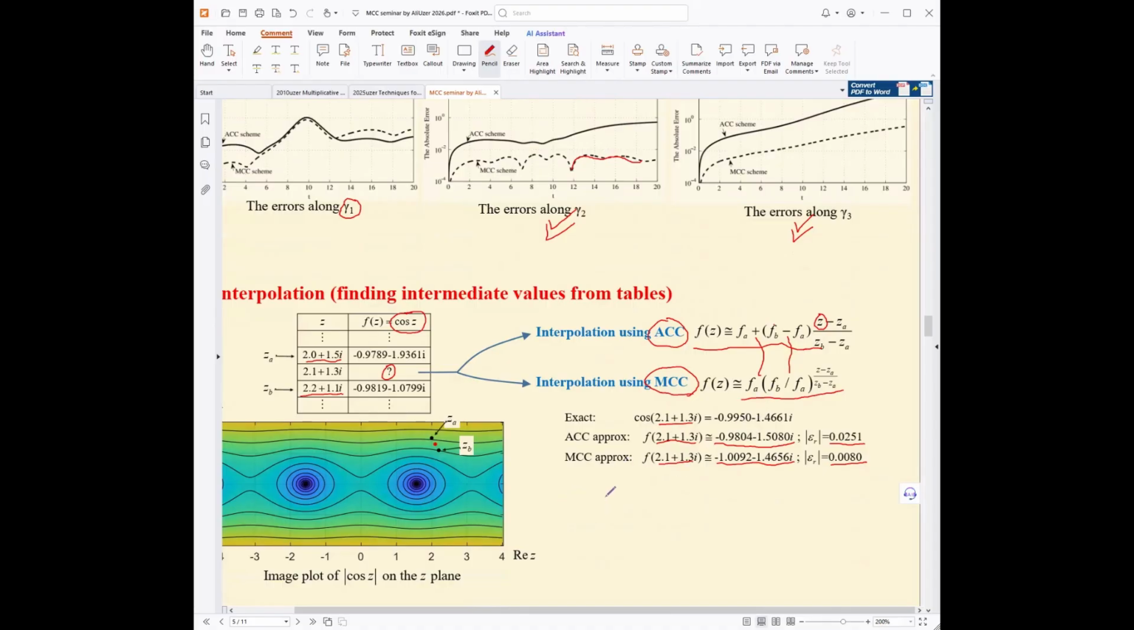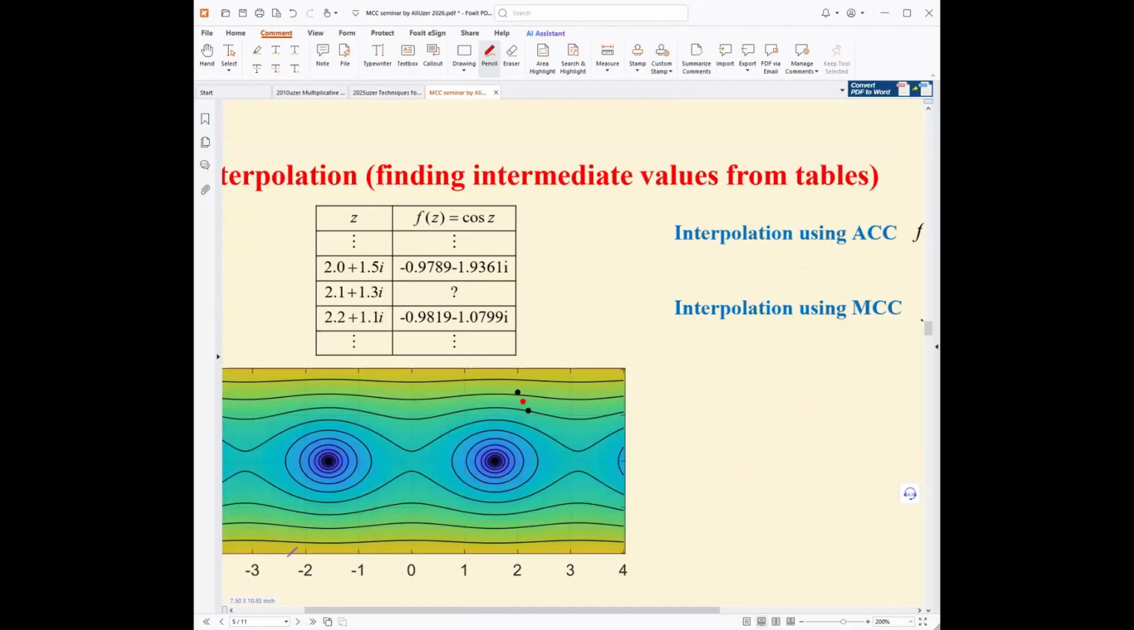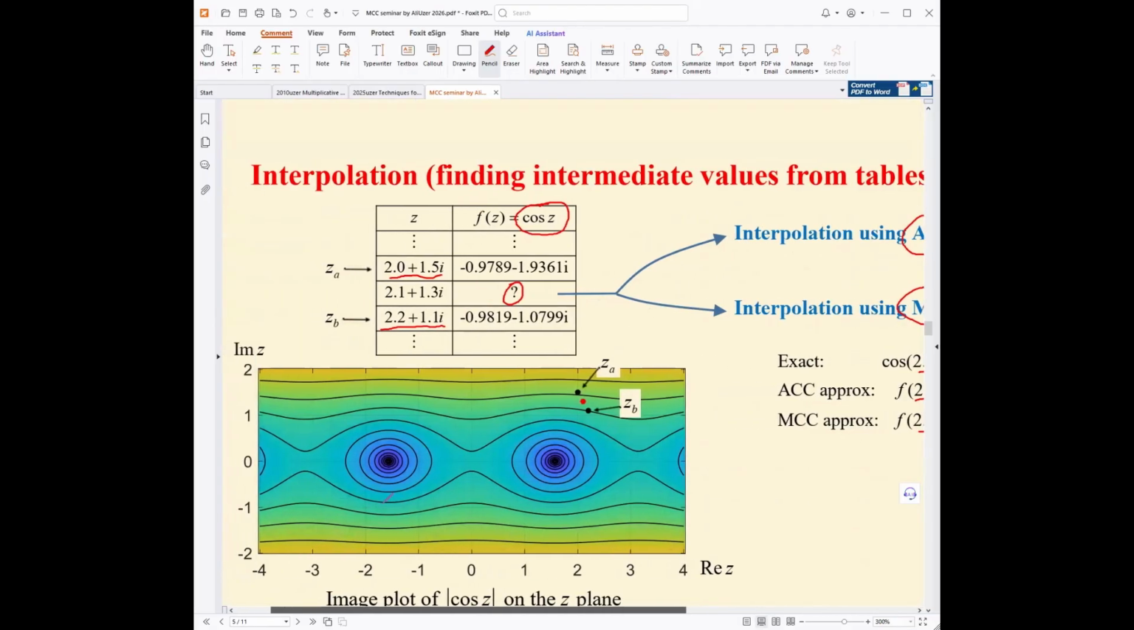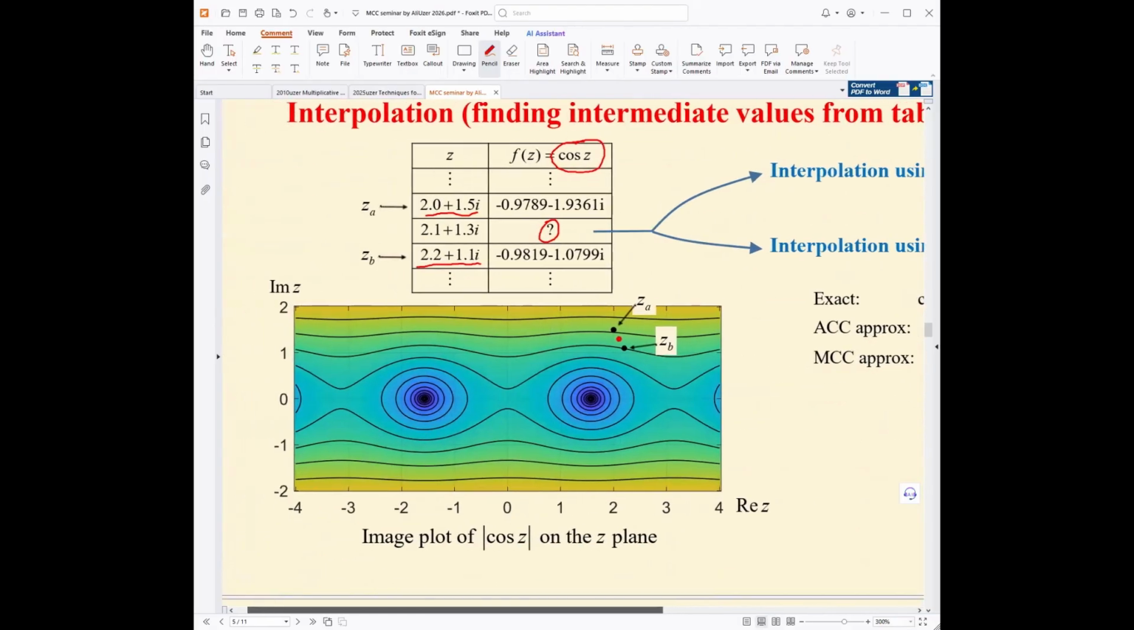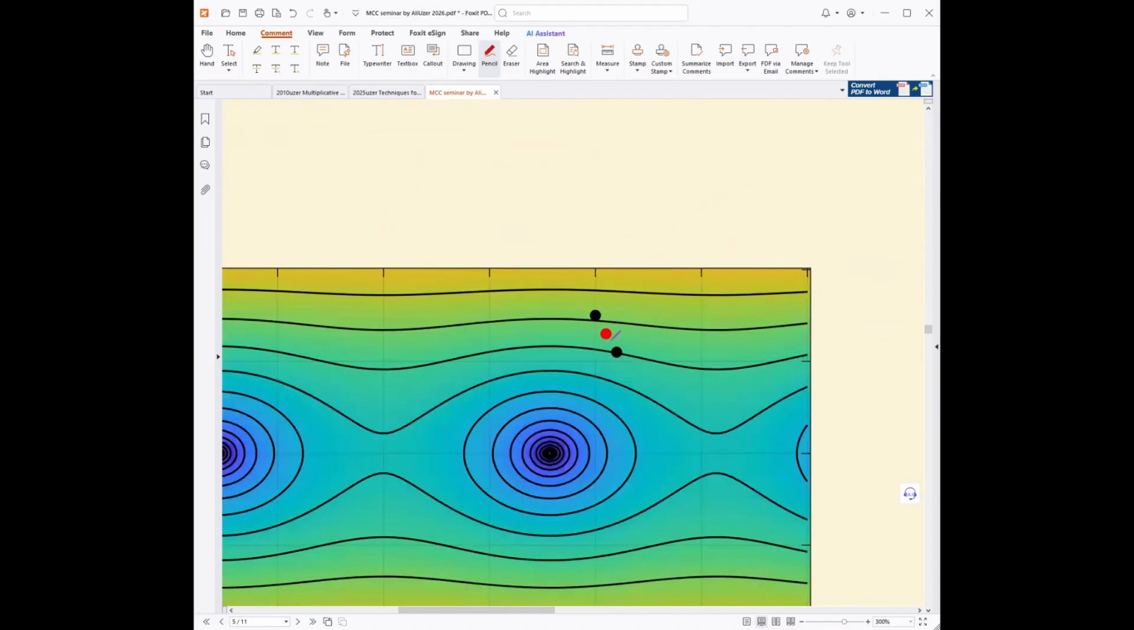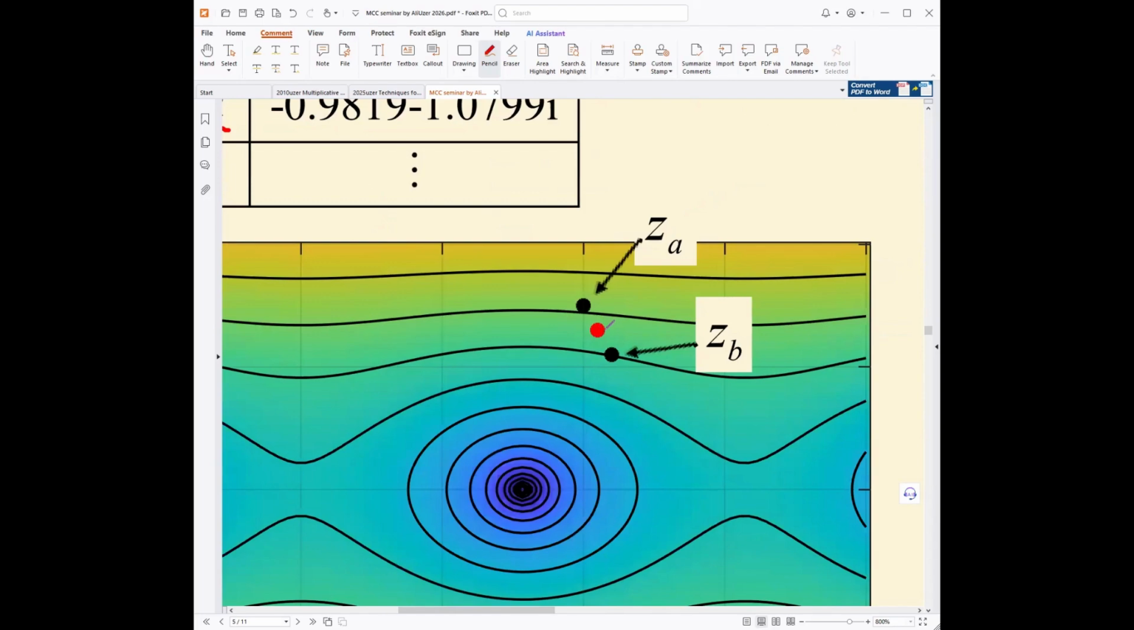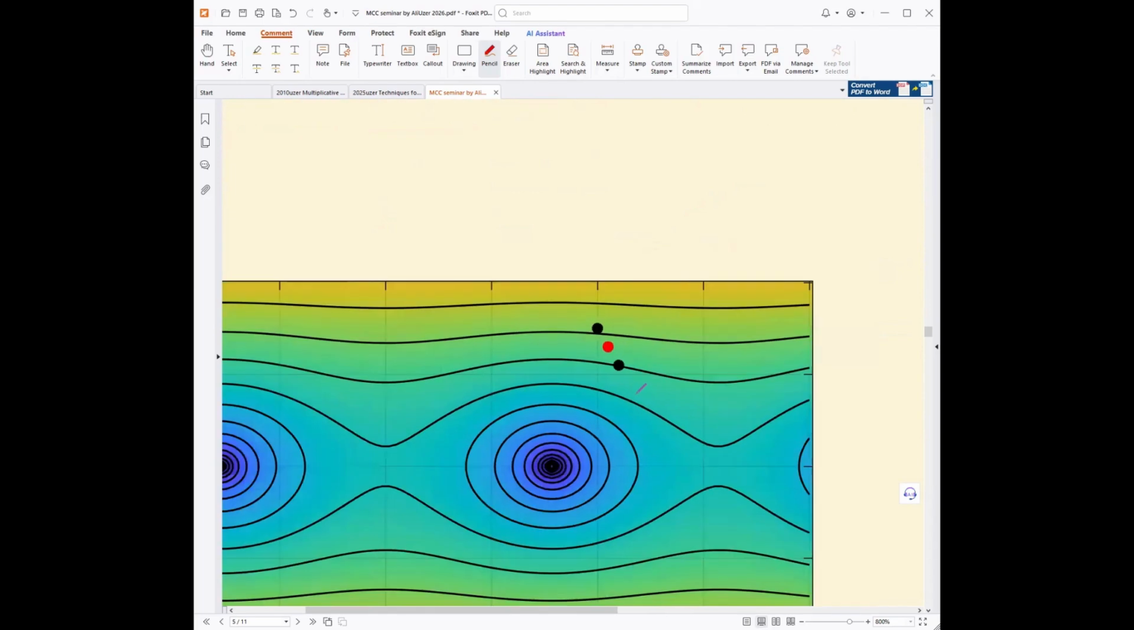This is just an alternative approximation technique that is suggested. This color graph shows the image plot of the absolute value of the cosine function on the complex plane. The considered points ZA and ZB are indicated by the spots on the figure. So the intermediate value is estimated at the midpoint between ZA and ZB.